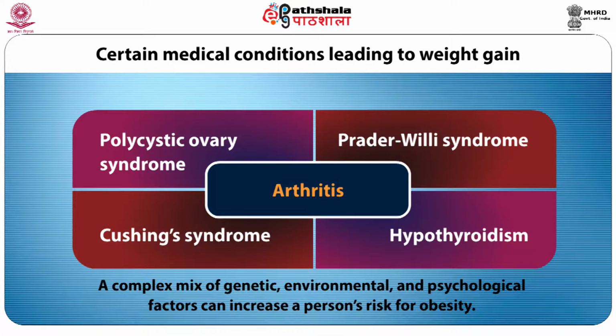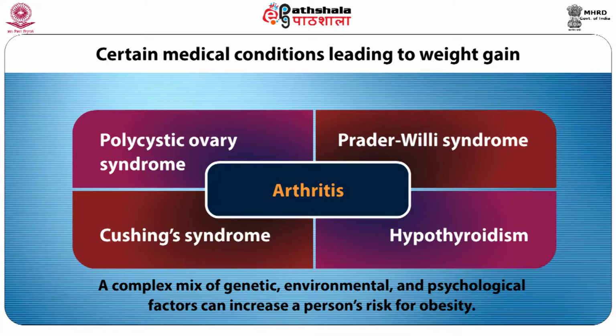They include polycystic ovary syndrome, a condition that causes an imbalance of female reproductive hormones. Prader-Willi syndrome, a rare condition that an individual is born with which causes excessive hunger. Cushing's syndrome, a condition caused by having an excessive amount of the hormone cortisol in your system. Hypothyroidism, underactive thyroid, a condition in which the thyroid gland does not produce enough of certain important hormones. Arthritis and other conditions that cause pain that may lead to inactivity.